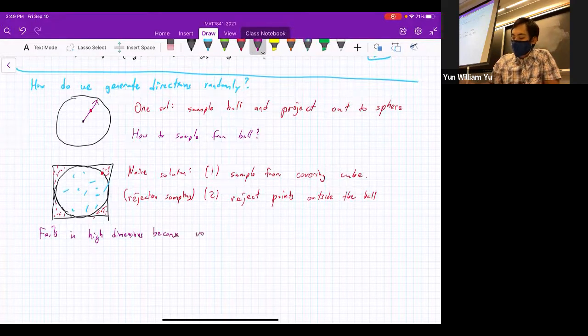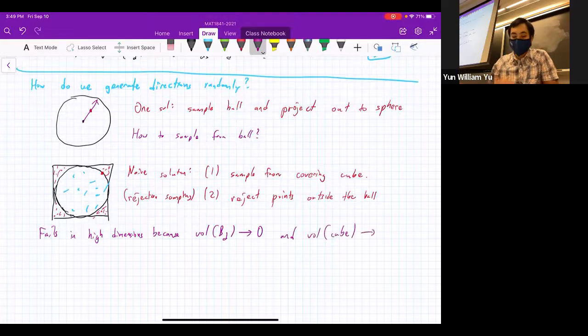It fails in high dimensions because the volume of B sub d goes to 0, and the volume of the cube that it can be inscribed in goes to 2 to the d. So the volume of the cube is getting infinitely big, the volume of the ball is getting infinitely small, and you're not a happy camper.